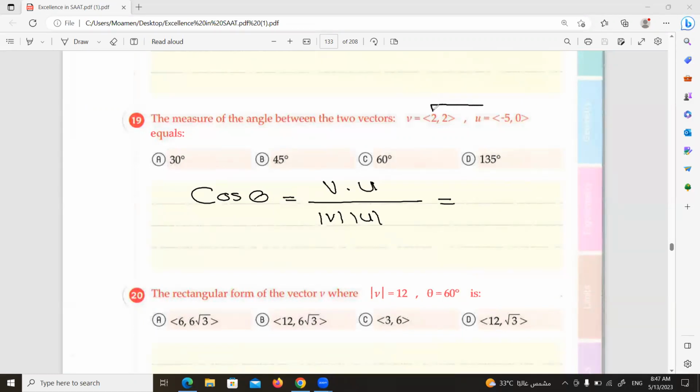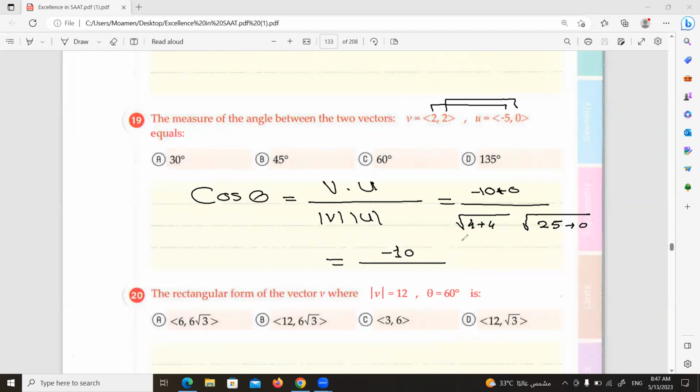So I have here 2 multiplied by -5, which equals -10, and 2 multiplied by 0, which equals 0, so plus 0. Down, we need the magnitude using the square root of the sum of the squares: 2 squared plus 2 squared, meaning 4 plus 4, and -5 squared plus 0 squared, meaning 25 plus 0. So you get -10 up, and down, 4 plus 4 is 8. Root 8 means 2 root 2. And the square root of 25 is 5.